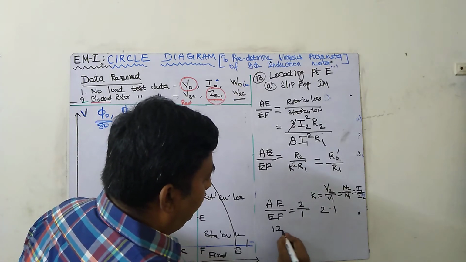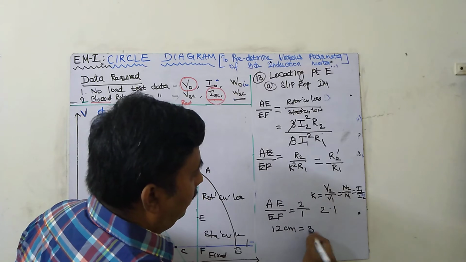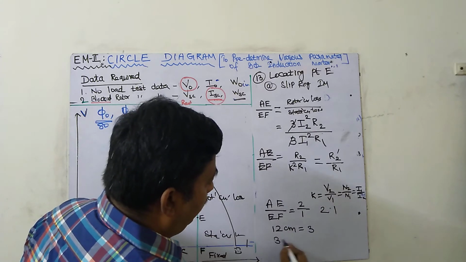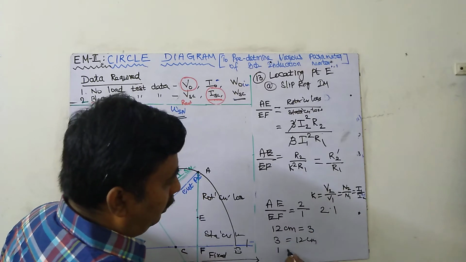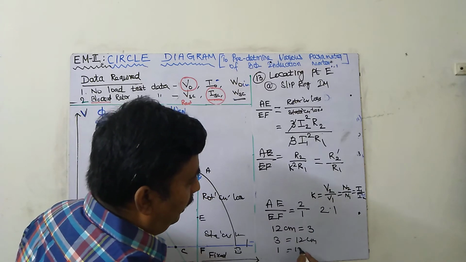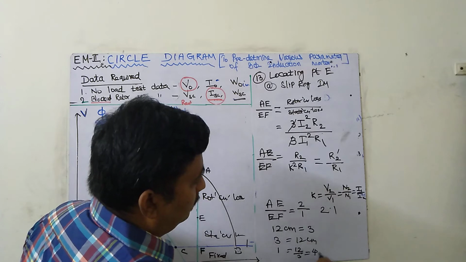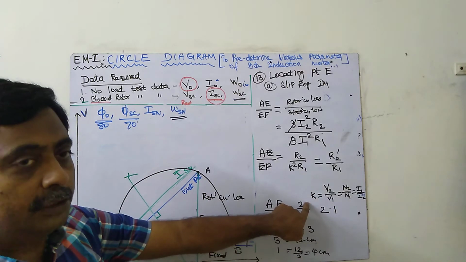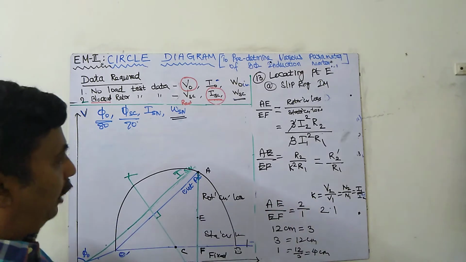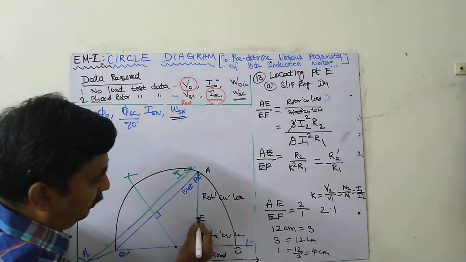12 means 12 centimeter equals how much? Sorry, reversely I have to put 3 equals 12 centimeter. So what is 1 value? For 1 ratio, 1 into 12 divided by 3 equals 4 centimeter. So 1 means 4 centimeter. 2 means how much? 2 into 4 equals 8. So I have to measure from here 8 centimeter.